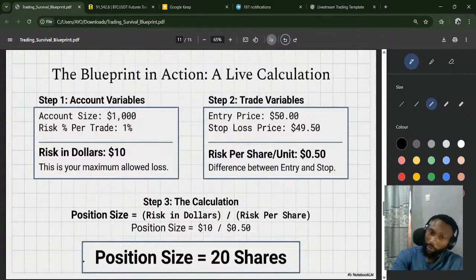I'm coming back to this formula again. Take note of this formula. It's a very easy formula to calculate your position size. We'll do a live one here to show you guys how to calculate this particular position size. So make sure you put this formula down: risk in dollars divided by risk per share. Your risk per share is basically the difference between your entry and your stop.